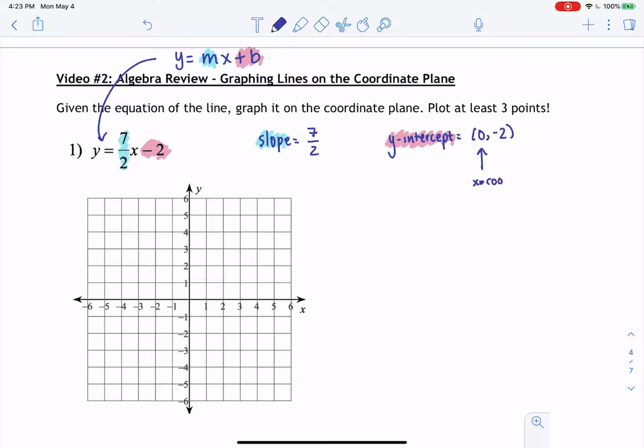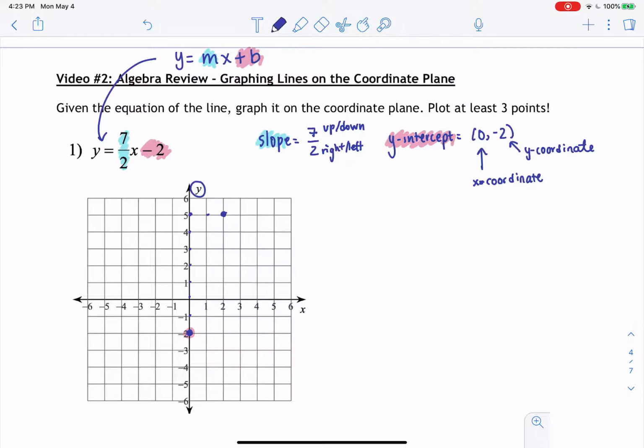The y-intercept always has a 0 for the x value. So this is our x coordinate, and this is our y coordinate. And the y-intercept is at -2. So we're going to start actually with the y-intercept. We're going to plot it down here. Remember, this is the y-axis, so we'll go down to -2. And then using our slope, we're going to go up 7. So this tells us up, down. 1, 2, 3, 4, 5, 6, 7. This bottom number tells us right, left, change in x. Right 2. 1, 2.